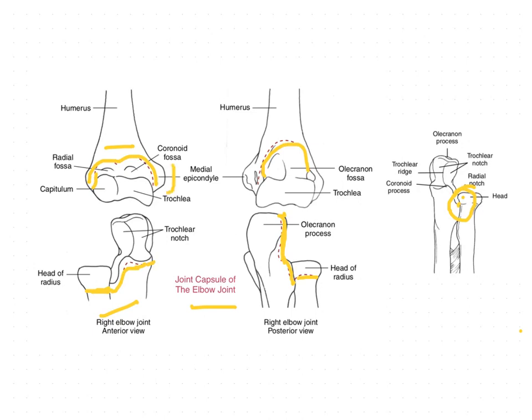Medially and laterally the capsule is continuous with the collateral ligaments. The capsule is continuous with the collateral ligaments, or the collateral ligaments will blend with the medial and lateral sides of this capsule. Okay, so now we will see in detail about this capsule.